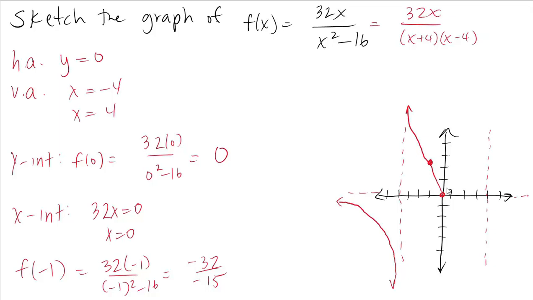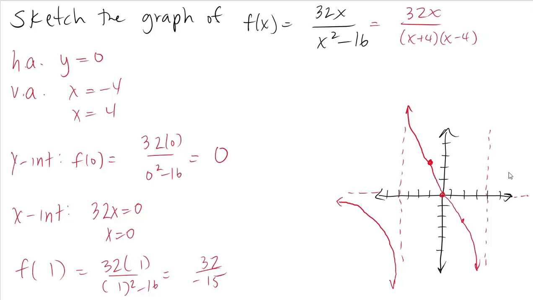Now I need to figure out what's going on the other side between 0 and 4. So I'm going to plug in positive 1. Let me be lazy here. Well, that's just going to be positive 32 divided by negative 15, which is a little bit smaller than negative 2. Be down here. The function can't bend back up because there aren't any more x-intercepts, so it must shoot down like this.